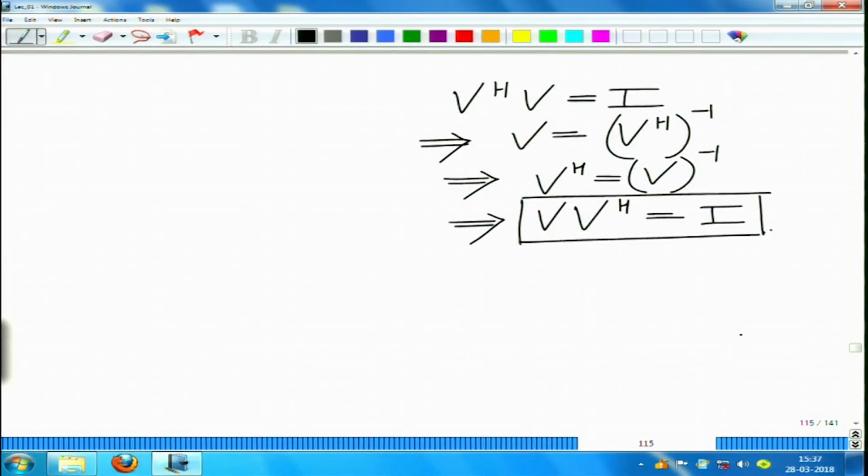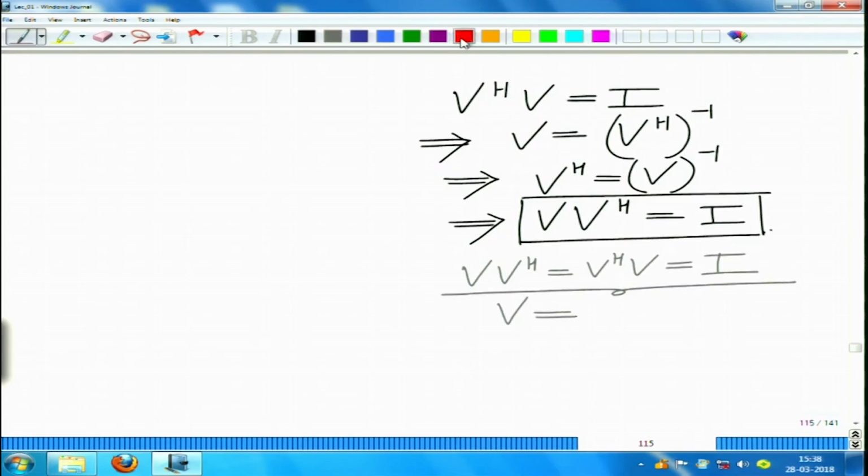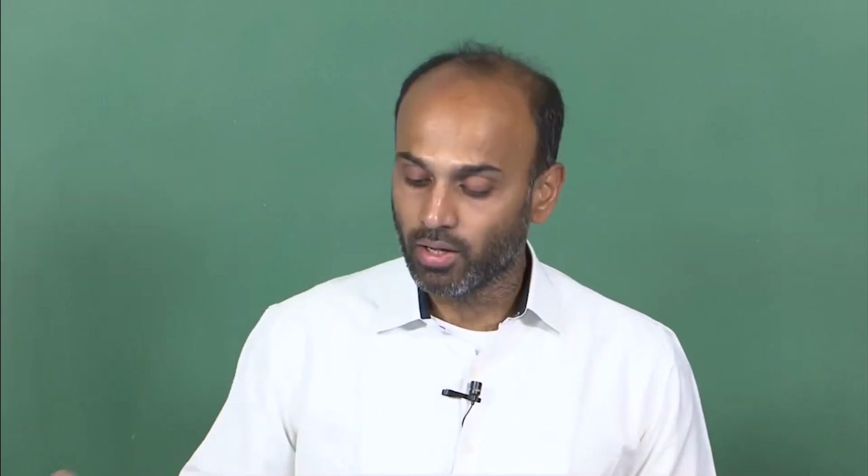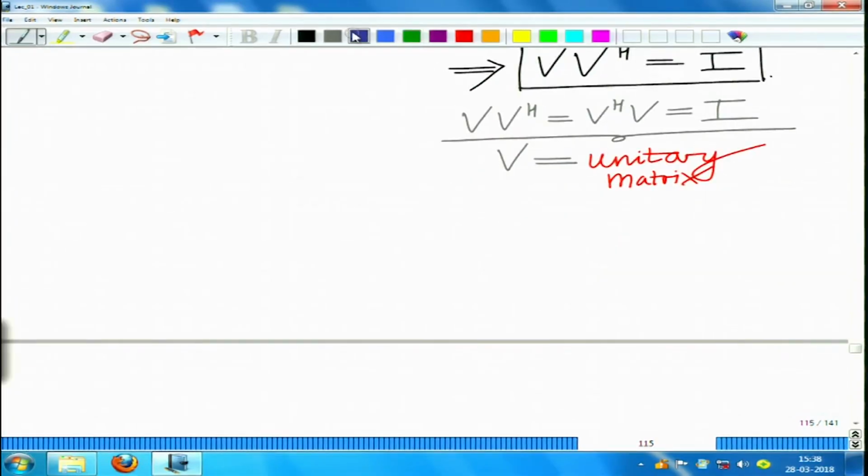Such a matrix V which satisfies V Hermitian V equals V V Hermitian equals identity is termed as a unitary matrix. So, a square matrix V which satisfies this interesting property is termed as a unitary matrix.